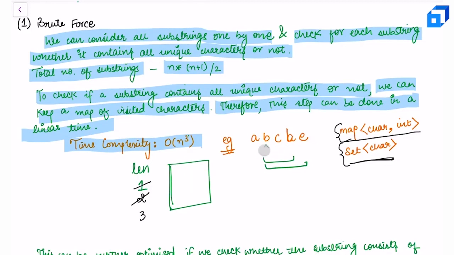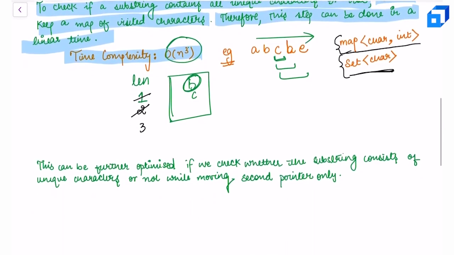Now let's check the next substring. B is not present, let's put B over here. C is not present, let's put C over here. Now this B is present, right? So what should we do? If we move even further, it won't help us because B is repeating. So we can move simply to the next substring starting from C: C, CB, CBE. Likewise, we will keep on checking till we have completely iterated this string. The complexity for this is going to be order of n cube, which is pretty huge. So can we optimize it?